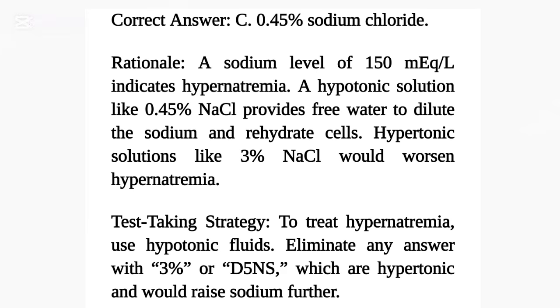0.45% sodium chloride. Rationale: a sodium level of 150 milliequivalents per liter indicates hypernatremia. A hypotonic solution like 0.45% NaCl provides free water to dilute the sodium and rehydrate cells. Hypertonic solutions like 3% NaCl would worsen hypernatremia. Test-taking strategy: to treat hypernatremia, use hypotonic fluids. Eliminate any answer with 3% or D5NS, which are hypertonic and would raise sodium further.